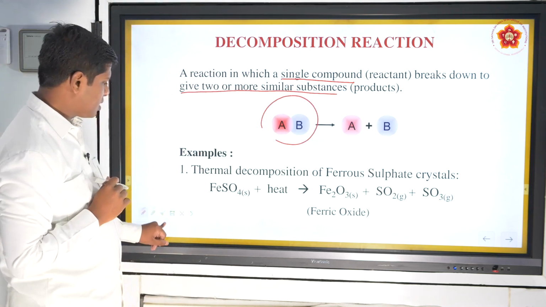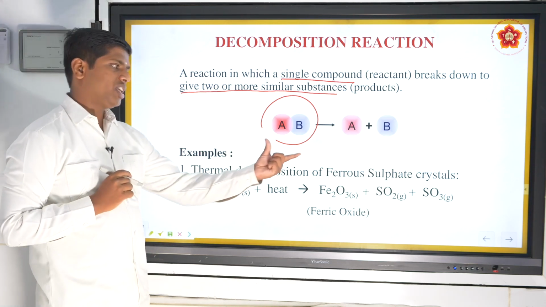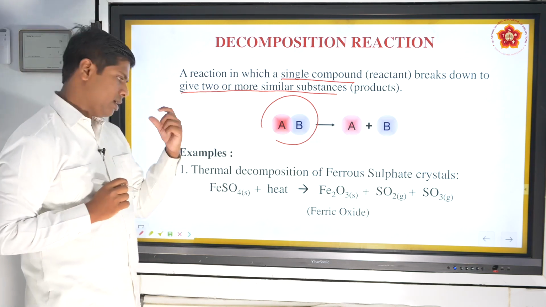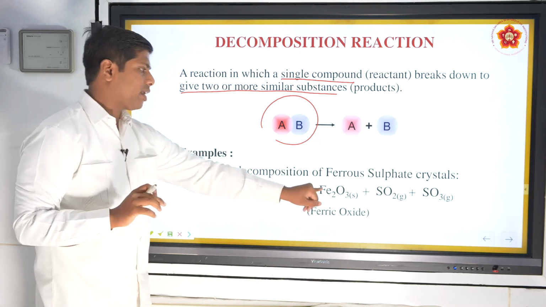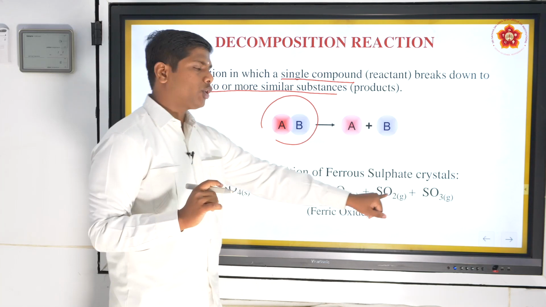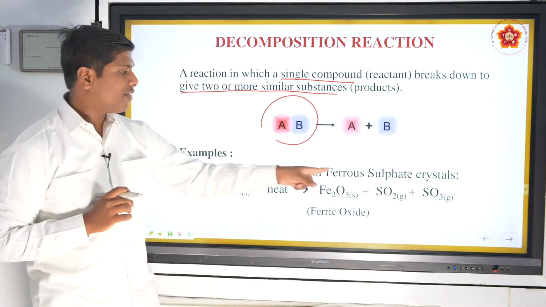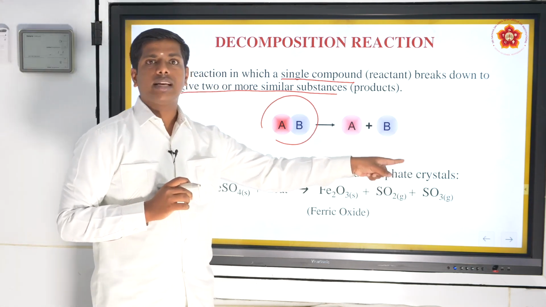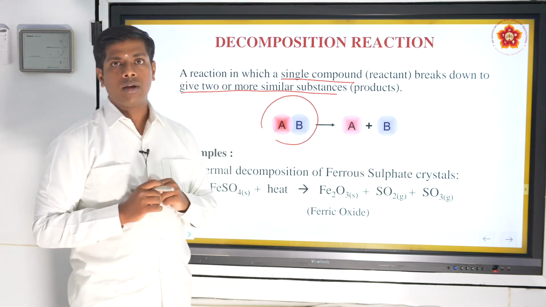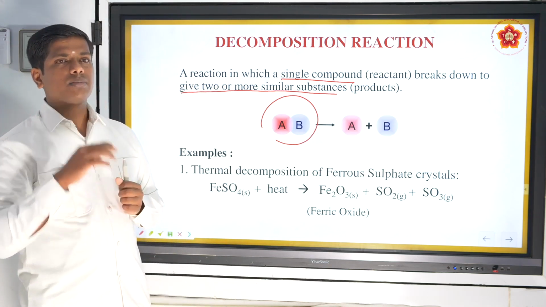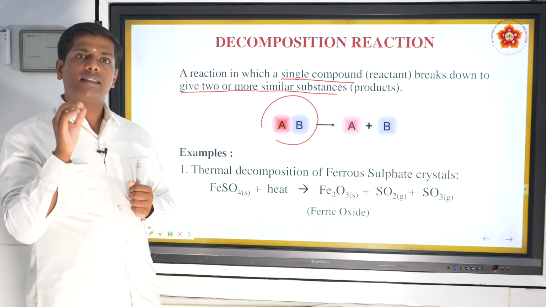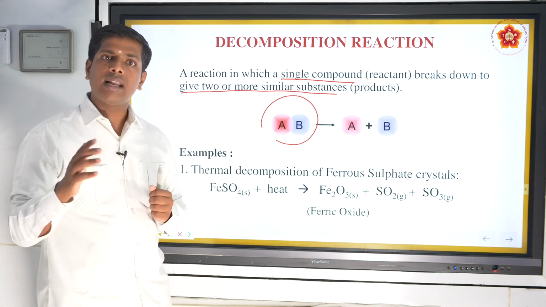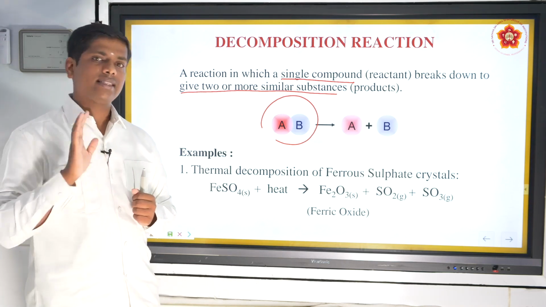Example: thermal decomposition of ferrous sulfate crystals. Take ferrous sulfate crystals and heat them, you will get ferric oxide, SO2 and SO3. These are the sulfur dioxide and sulfur trioxide gases evolved. You can notice the presence of sulfur by a bad or burning smell, which tells us that sulfur dioxide or sulfur trioxide gas is evolved.